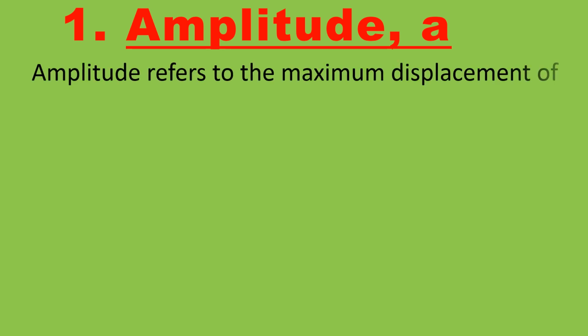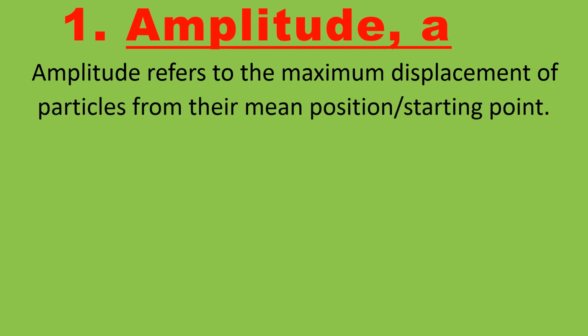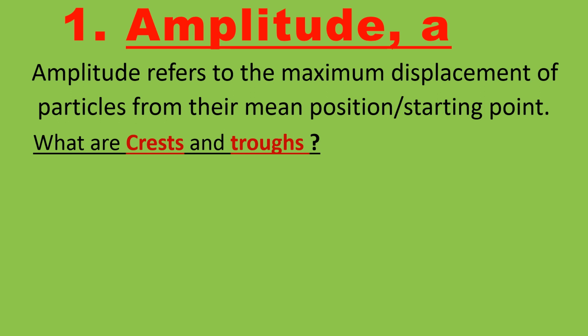Our first term is amplitude, which is usually denoted by small letter a. Amplitude refers to the maximum displacement of particles from their mean position or from their starting point. Before we demonstrate amplitude on a wave, let's first learn what crests are and what troughs are.